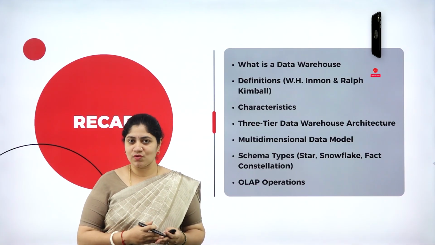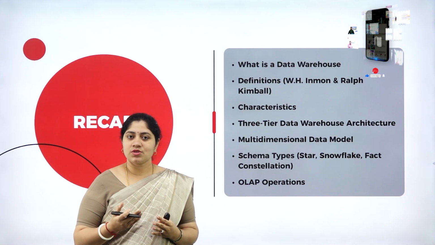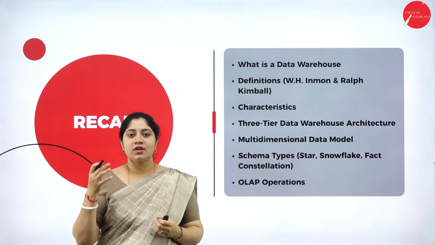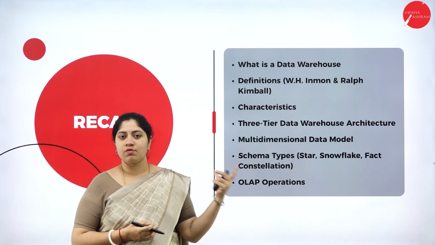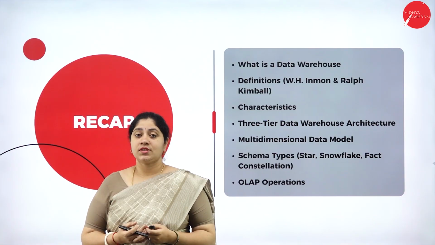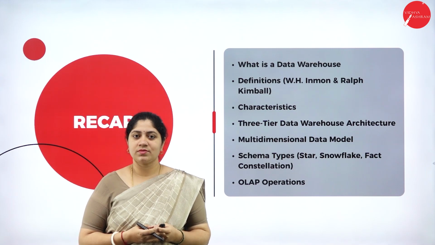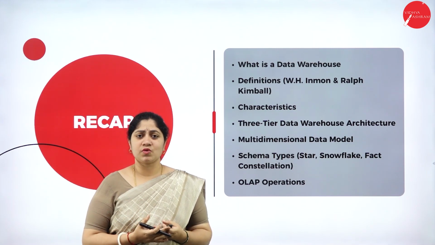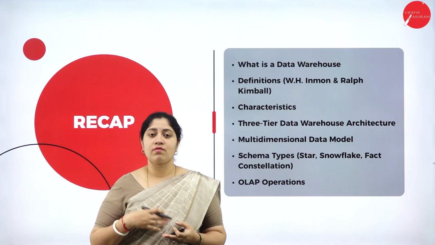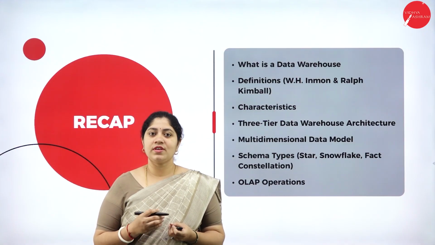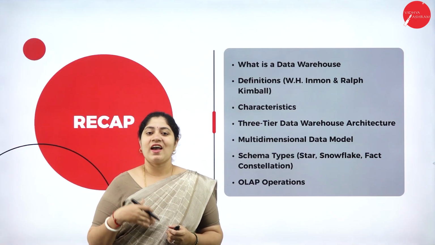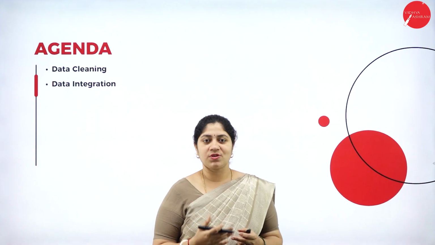We have discussed in our session 1. In our session 1, we understood what a data warehouse is, and the definitions of data warehouse given by various inventors. Up next, we also discussed the characteristics of data warehousing. Then we discussed the three-tier architecture of data warehouse. Further, we also discussed the multi-dimensional data model and various schema types. We understood what a schema is and what the various types involved in it are. Followed by, we also discussed the OLAP operations. So this was the agenda of session 1. Let's move forward and see the agenda of today's session.